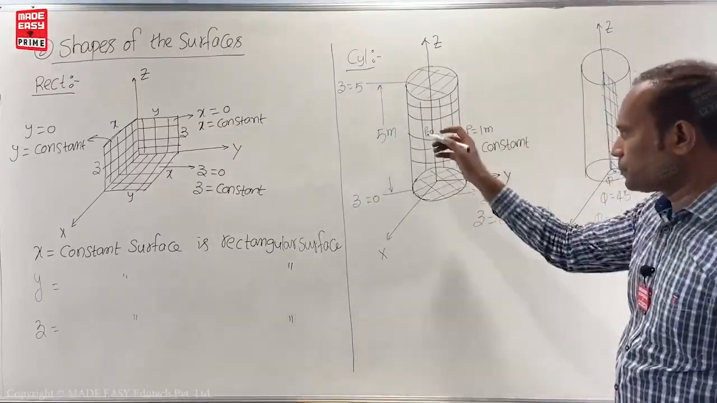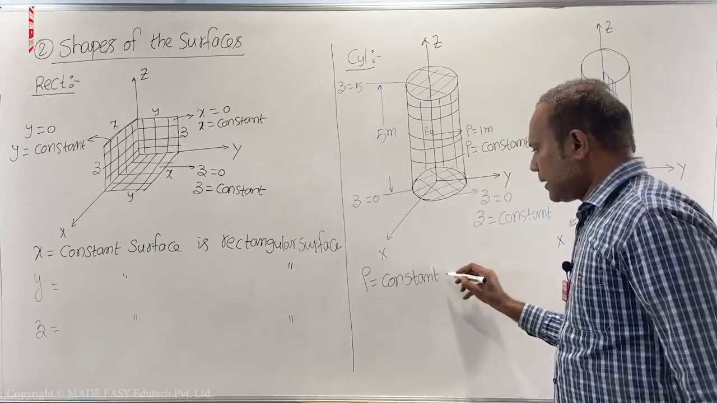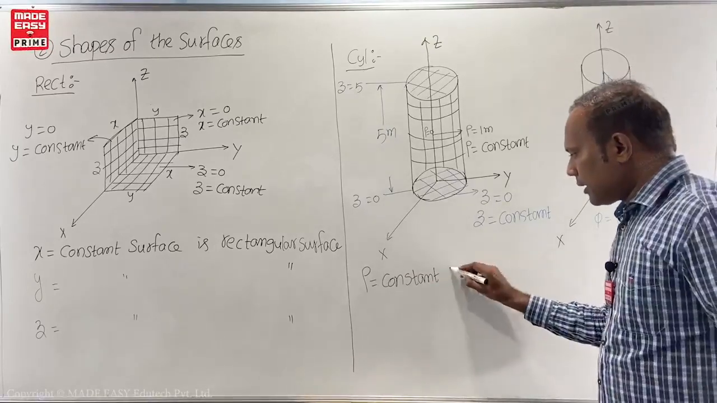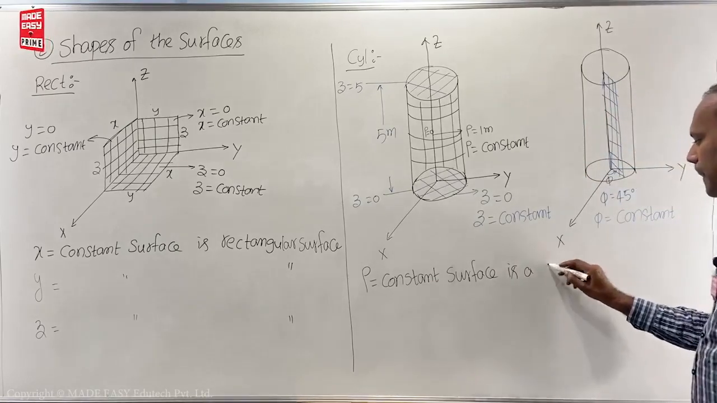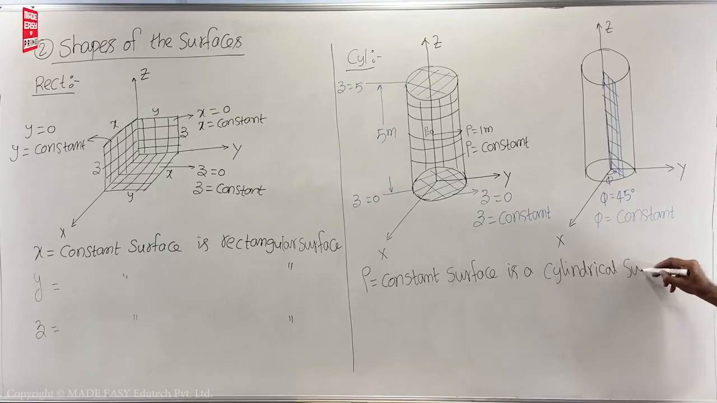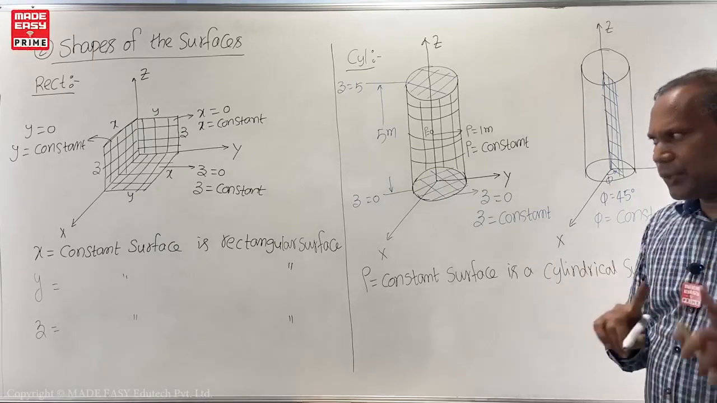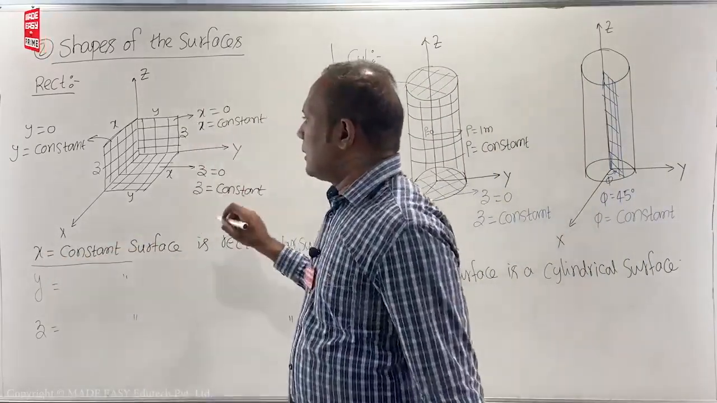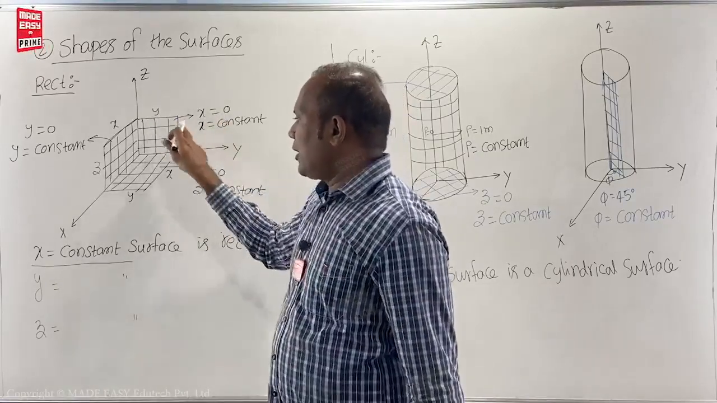Now let us write. So rho is equal to constant surface. Rho is equal to constant surface is a cylindrical surface. Cylindrical surface. Dear students, I told you again and again, no need to discuss. For example, you see the statement x equal to constant means this one. For that, y comma z are variables.